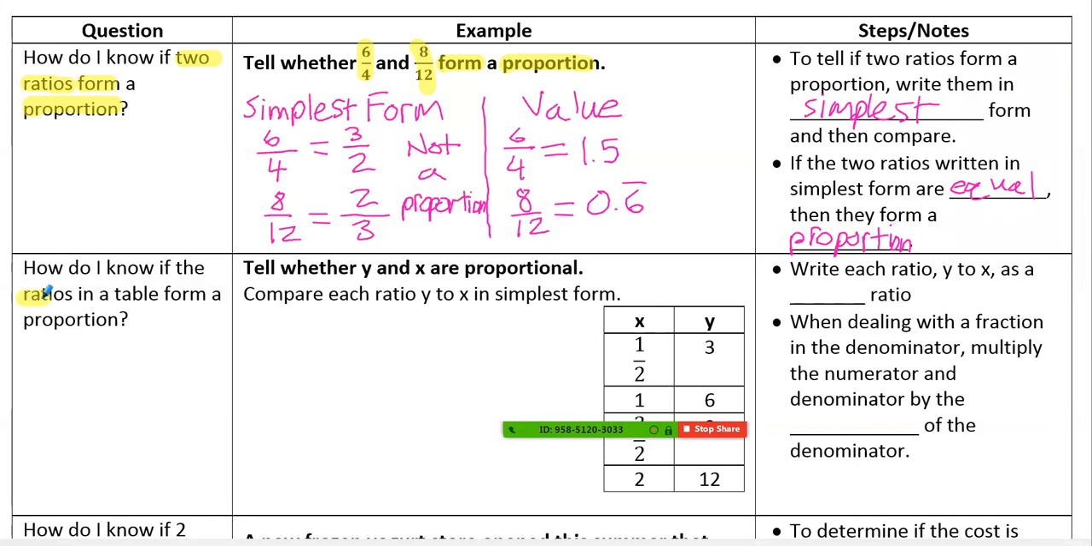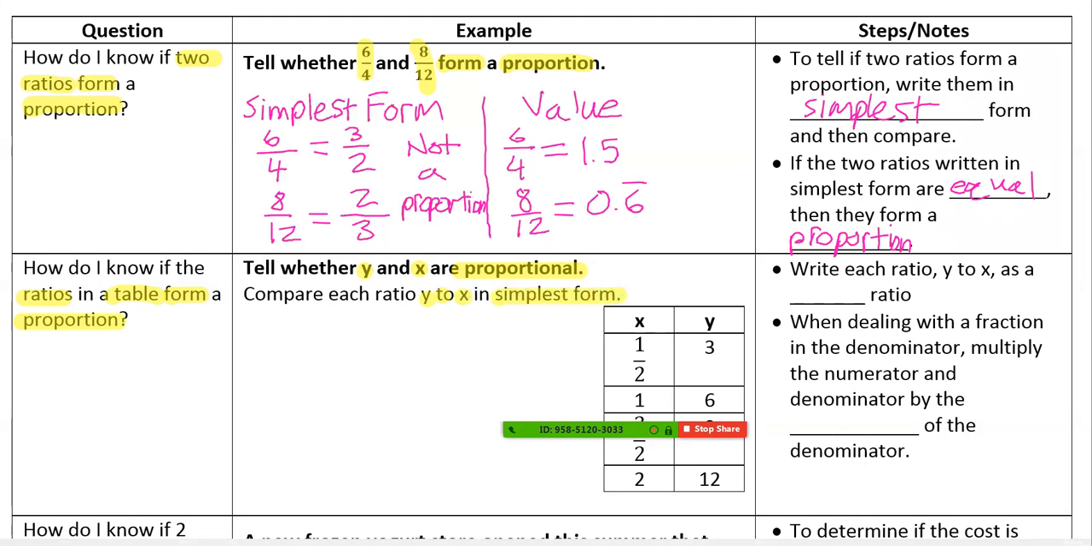Okay, now moving on to the next question. How do I know if the ratios in a table form a proportion? Okay, tell whether y and x are proportional. Compare each ratio y to x. So it's not in alphabetical order. It's backwards alphabetical order in simplest form.